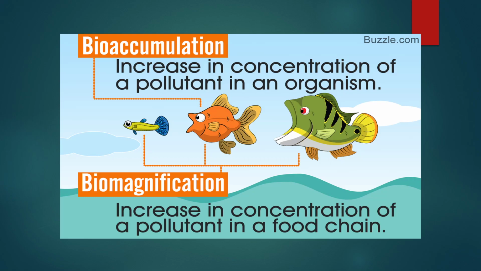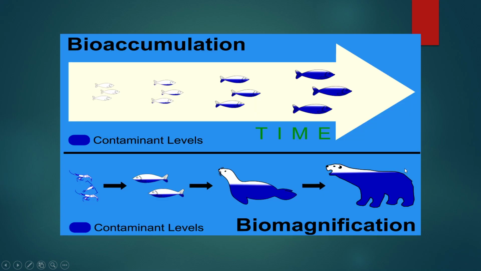So bioaccumulation is just an increase in a concentration of a pollutant in a single organism, okay? Biomagnification is where we're looking at the increase in concentration of a pollutant in a food chain, because small amounts will exist in smaller species, and as you move up in the food chain, they biomagnify because those species eat many of the smaller species.